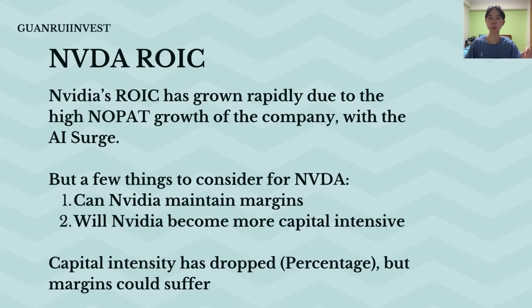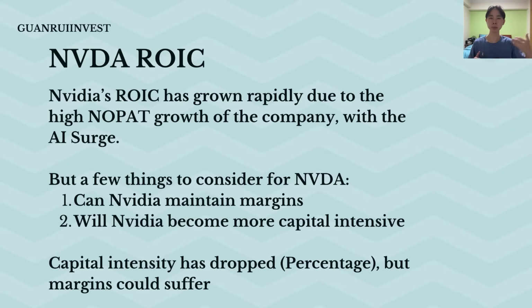But there are a few things to consider with Nvidia. The first one is, can Nvidia maintain such high margins? And the second question is to ask yourself whether or not Nvidia will become more capital intensive over the next few years. So for Nvidia, in this capital intensity portion, it is still okay. Capital intensity has in fact dropped as a percentage of the entire revenue stream. But of course, the margins could suffer in the future, which could be a problem for Nvidia.